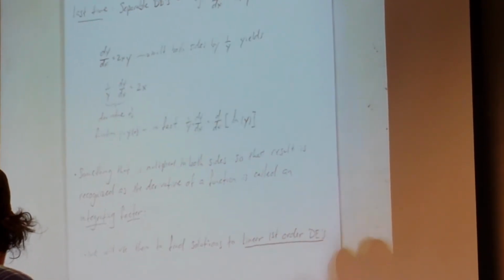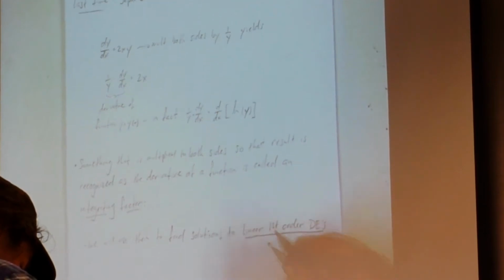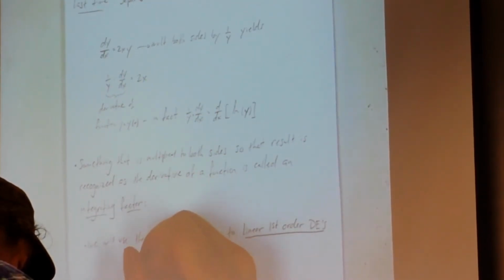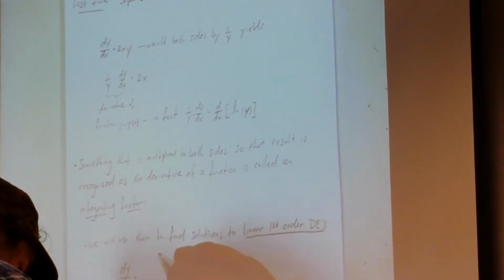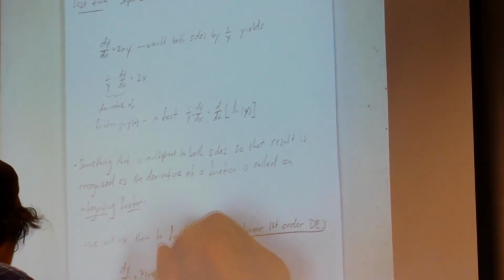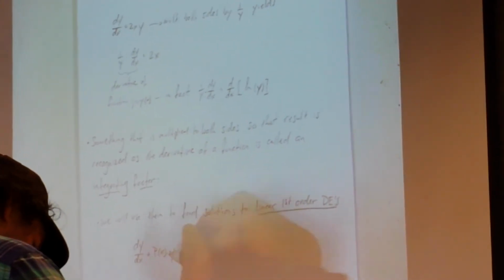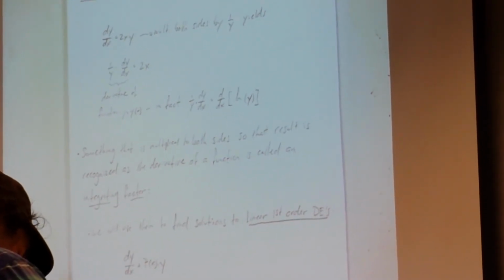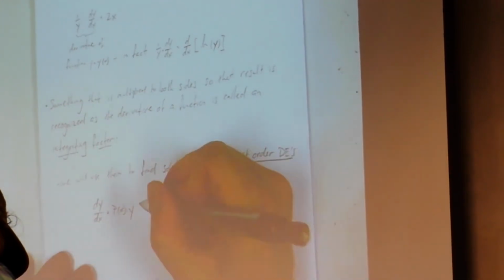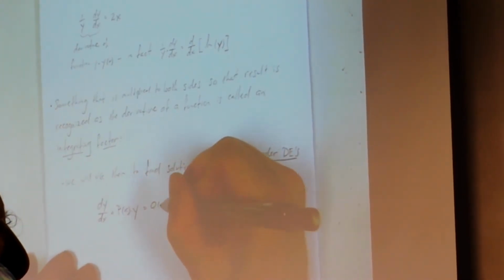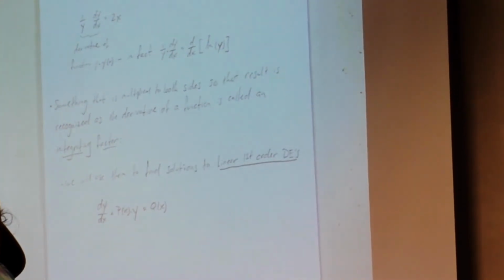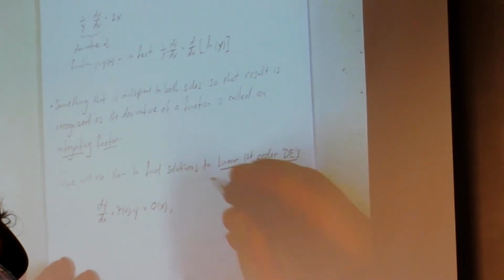Okay, and a linear first order differential equation is one of the form dy/dx plus p of x times y, where p of x is just some function of x only, equals q of x. Okay, where the p and q of x are functions of x.